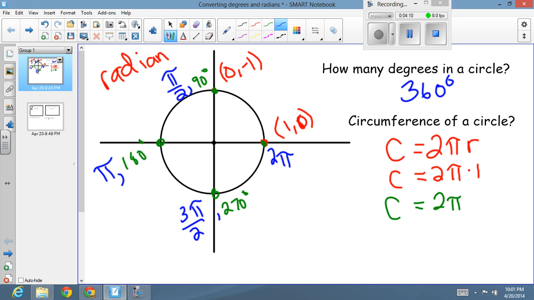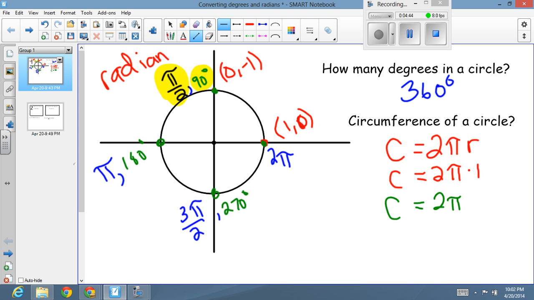Okay? Now, what you can see here is that we have these pairs. When there is an arc length of pi over 2, it's also a degree measure of 90 degrees. We're going to be able to start converting back and forth between radians and degrees. I want to be able to do that conversion without having to write all of this on the unit circle, because there's going to be other angles.